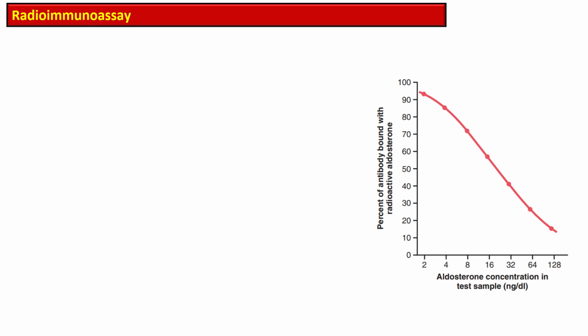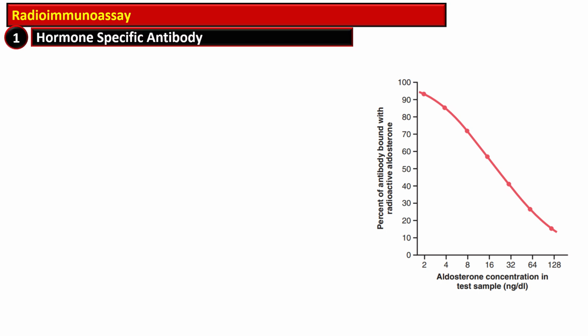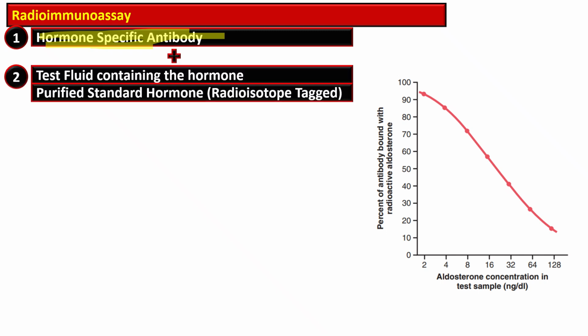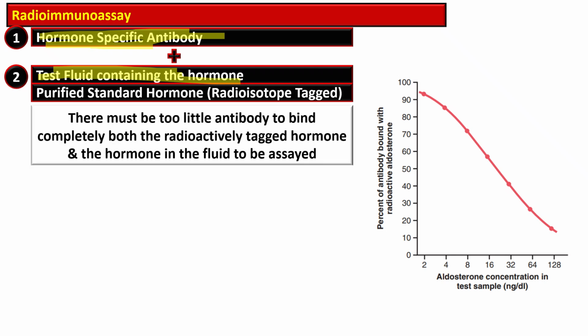Radioimmunoassay is a method for the detection of hormones in the body. The first step in this method is the production of the antibody. A highly specific antibody is created to bind only the target hormone, for example, aldosterone or insulin. Then it is combined with the biological fluid or test fluid that contains the hormone, and a small quantity of purified standard hormone that is radiolabeled.